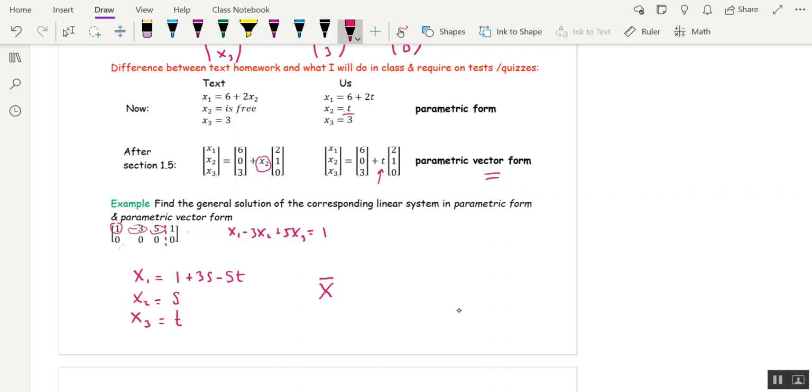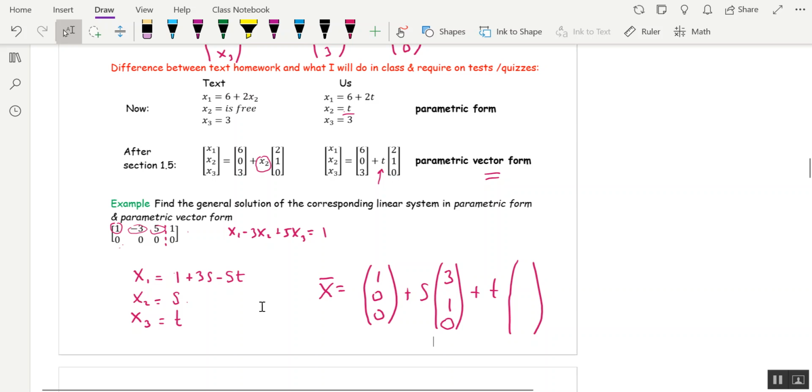Parametric vector form is going to be x bar equal, I want my constants. So the constants are 1, 0, and 0. Then I want a vector for the s's and a vector for the t's. The order doesn't matter. You can put your t's first, your s's first, it doesn't matter. My s's are going to be, pick off the coefficients of s. 3, 1, last equation has no s, so it's got coefficient 0. And then the coefficients of t are going to be -5, 0, because there are no t's in the second equation, and then 1. That's parametric vector form.